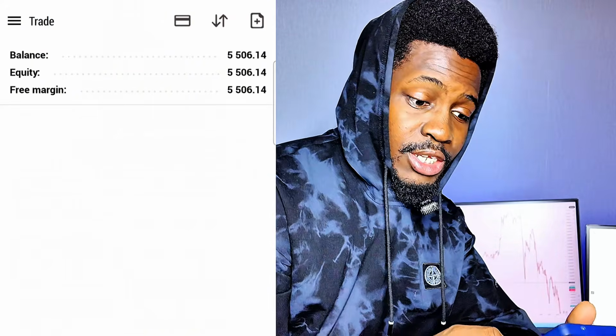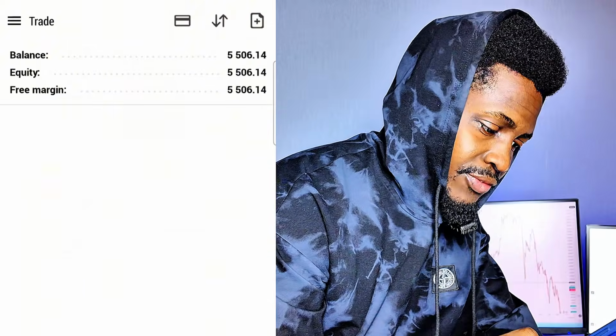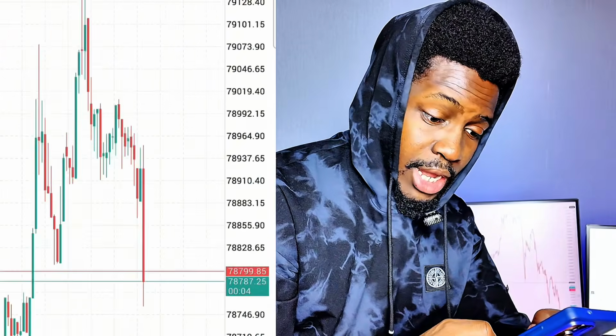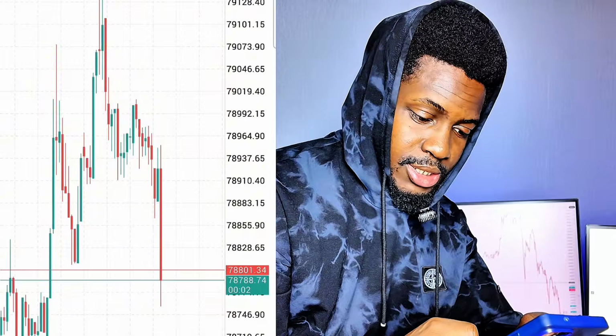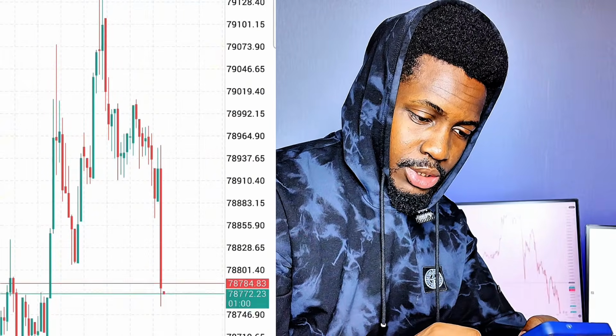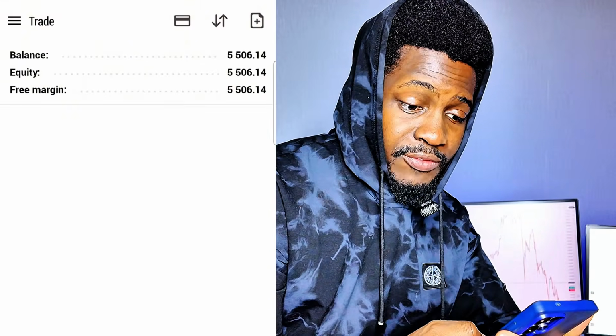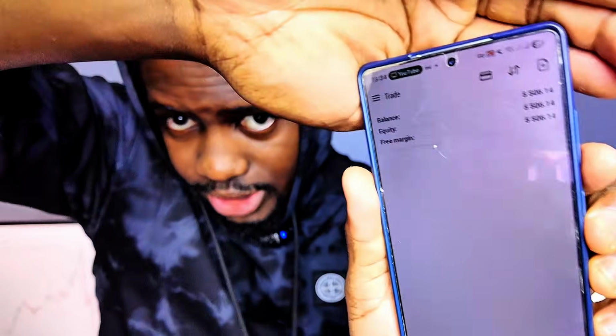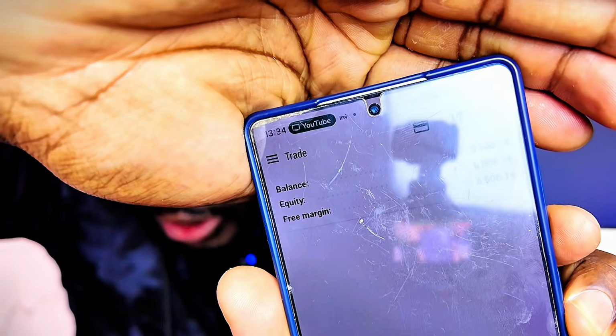So let's just zoom up. So this is like 5,500 bucks. That's what we're having. You can just see it, right? It just crashed towards the bottom. So now we're having just about 5,500. So we're running just about 5,500 on our accounts, just like that.